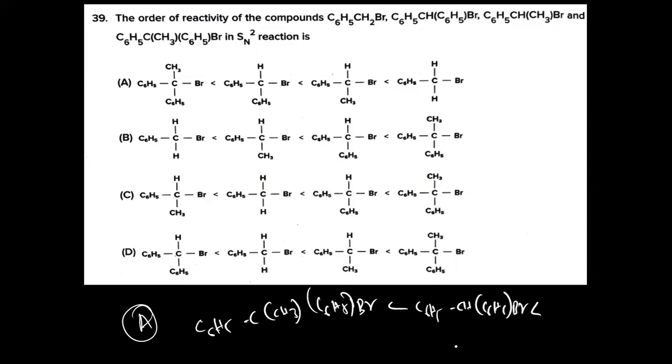Compound first, C6H5 twice or C6H5C(CH3), then C6H5Br, which is lesser than C6H5CH(C6H5)Br, again less than C6H5CH(CH3)Br, again less than C6H5CH2Br. So option A.